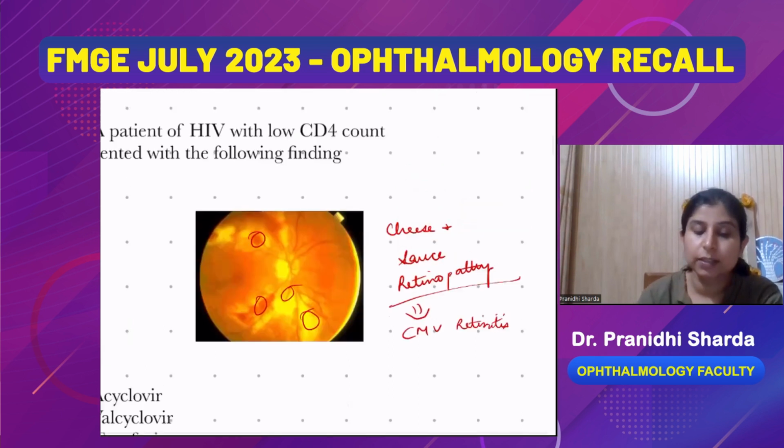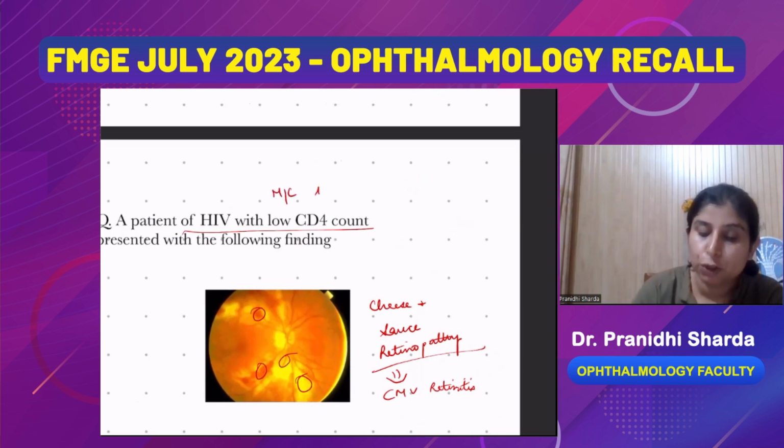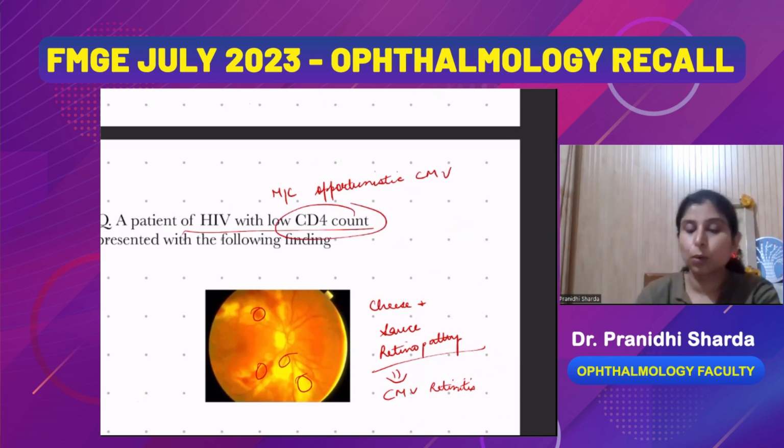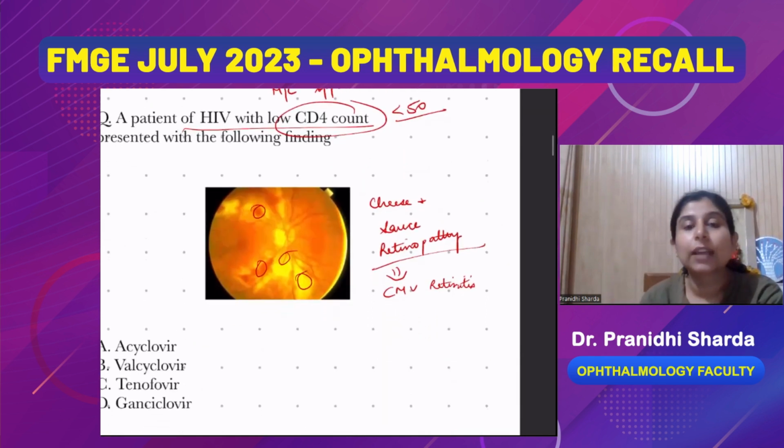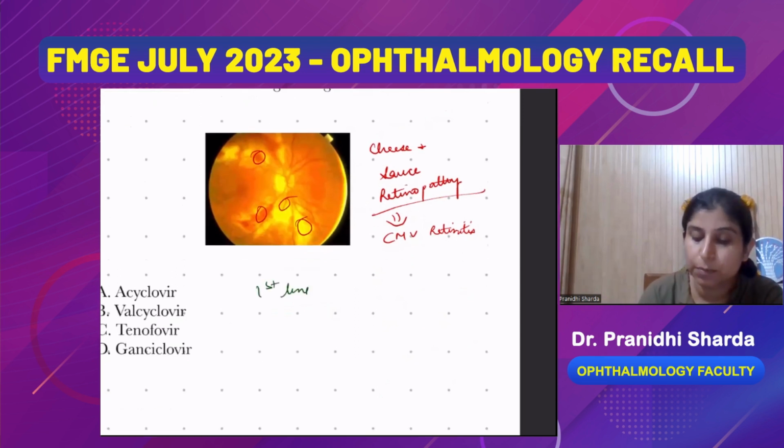Also, the question gives us a hint that the patient has HIV and a low CD4 count. We know that in HIV, the most common opportunistic infection is cytomegalovirus, which happens when the CD4 count becomes low, that is, less than 50. That is when CMV infection is most commonly seen. But the question was not about the finding or the diagnosis, but a step further: the treatment. So what is the treatment of CMV retinitis? The first-line treatment is the tablet Valganciclovir.